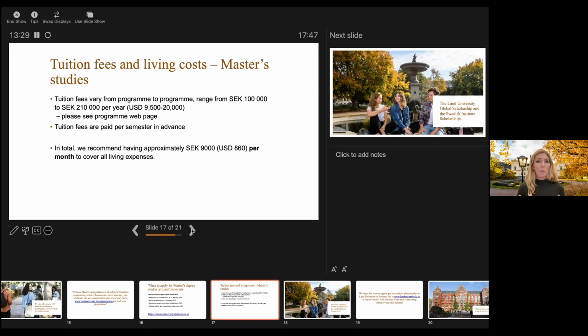The tuition fees are paid per semester in advance. So you pay for one semester and then the next semester after that. So if you're doing a 2-year program, that means that there will be 4 payments in total.